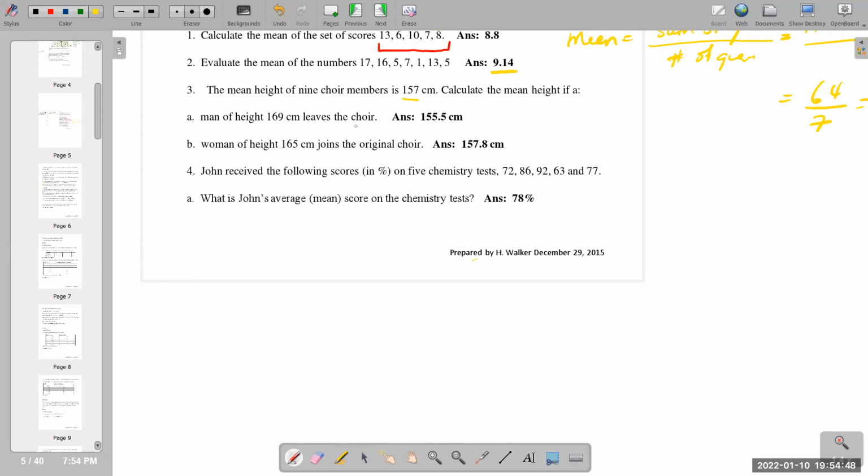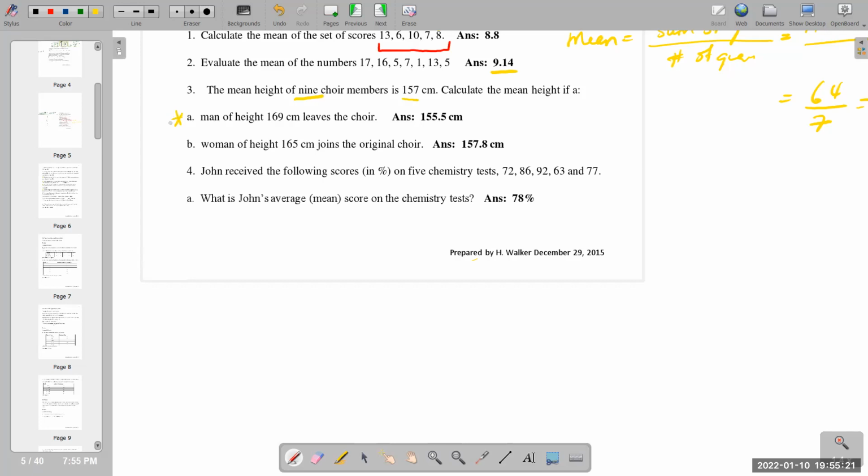Everybody with me? So let's read that again. The mean of 9, so always underline information that is important. Please get into the habit of, when you get a question, highlight, underline, select the numbers or data that's important. So the mean of 9 people is 157 centimeters. Calculate the height if A, so we've got 2 situations.